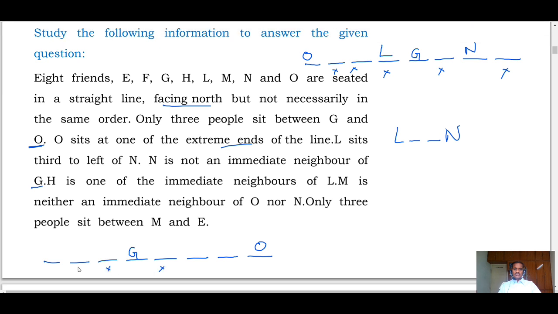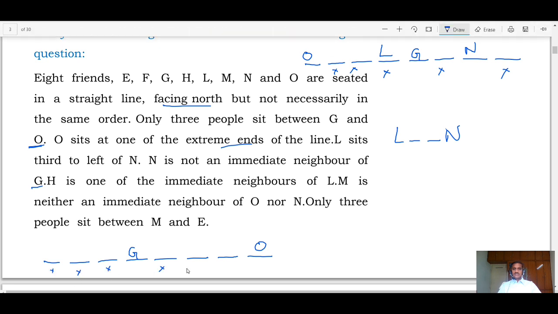N cannot be in these 2 places, and cannot be here as well. Hence the only place left over for N is here, and L will be at this place. H is one of the immediate neighbors of L, hence H must be to the left hand side of L in both the cases.